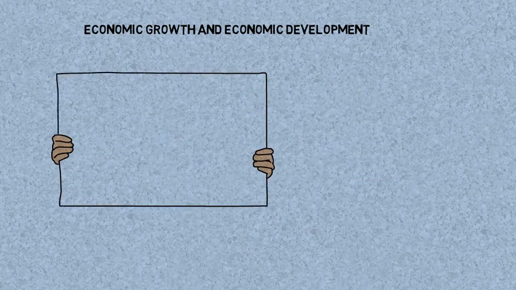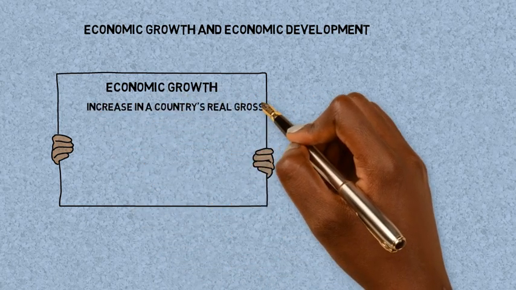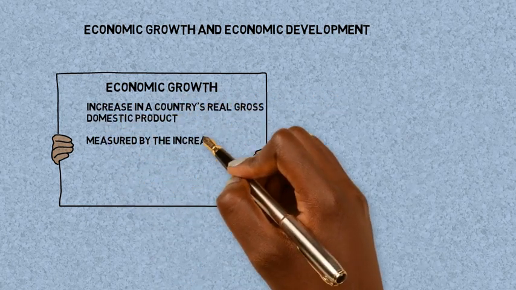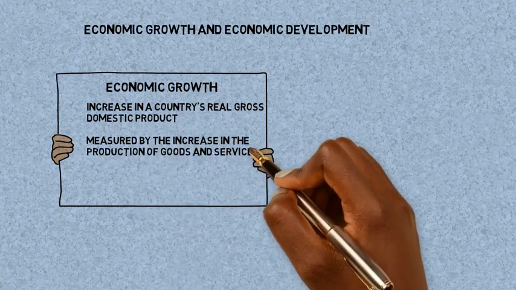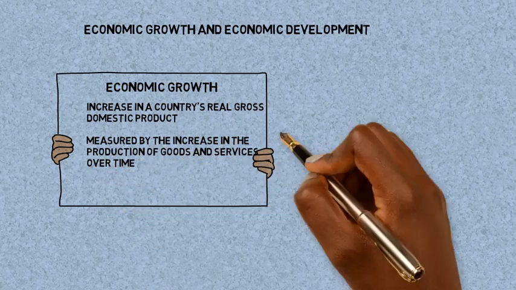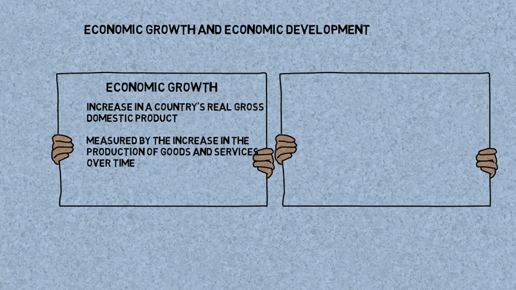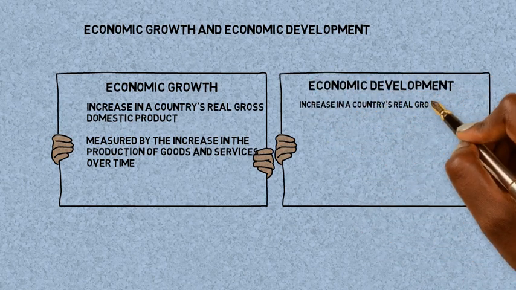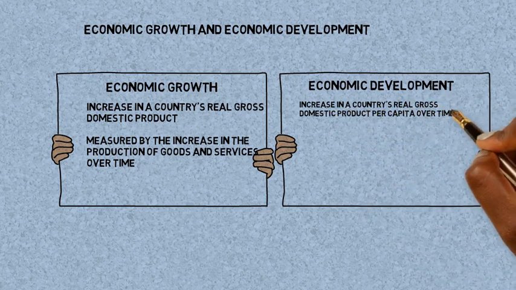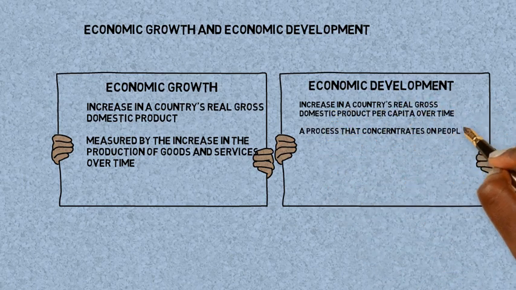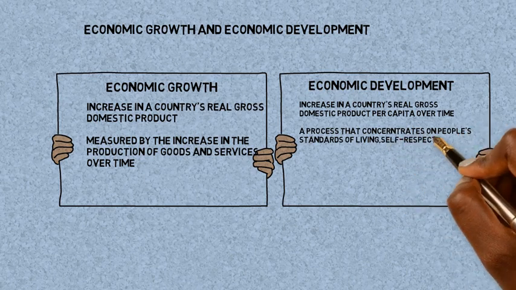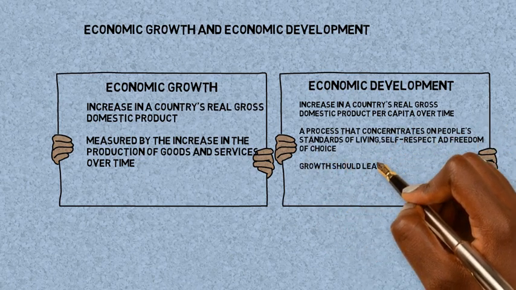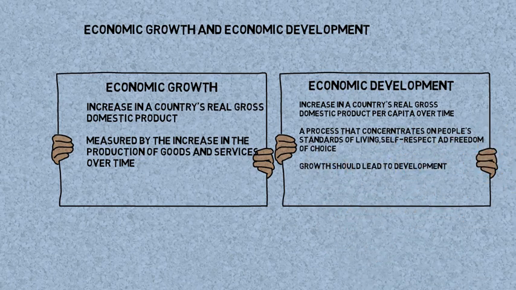Economic growth looks at an increase in a country's real gross domestic product, and it is measured by the increase in the production of goods and services over time. Economic development, on the other hand, looks at the increase in a country's real gross domestic product per capita over time. This is a process that concentrates on people's standard of living. So economic growth should lead to economic development.